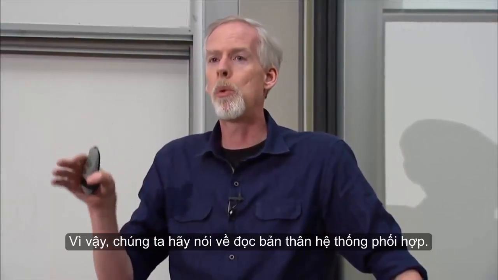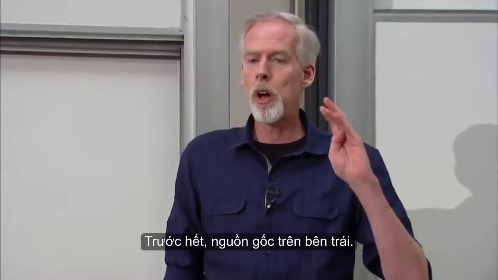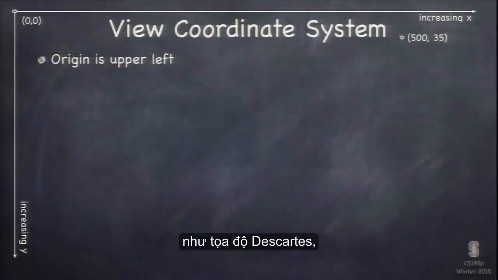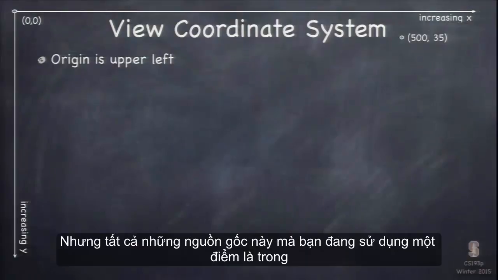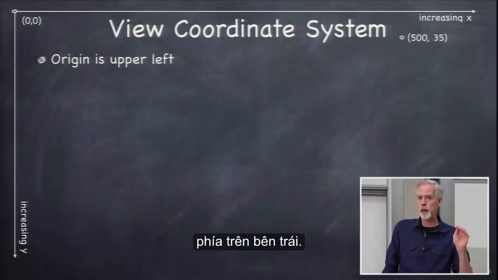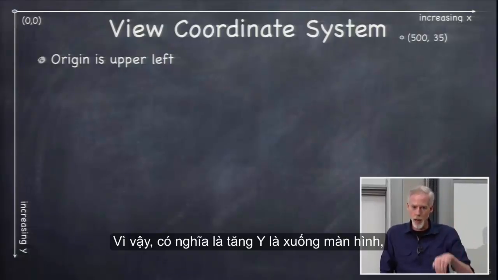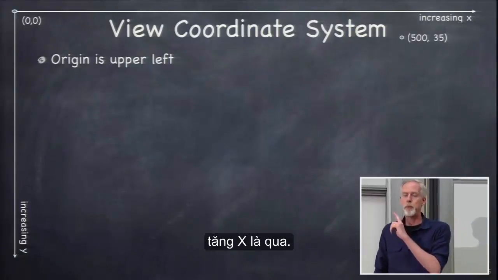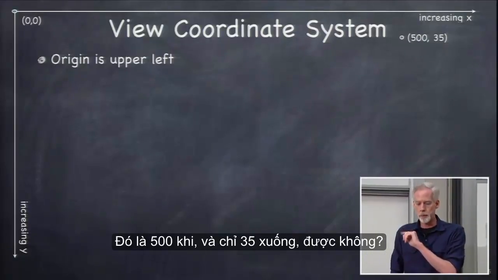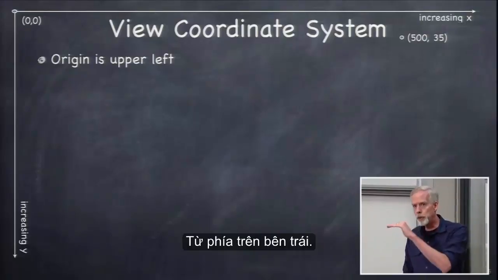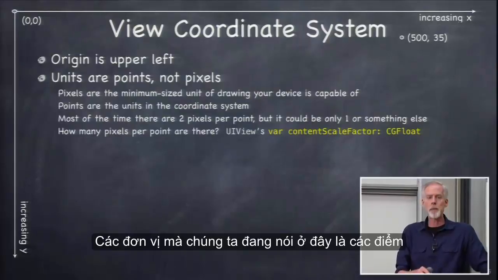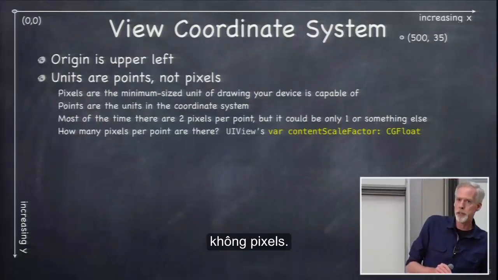So let's talk about the view's coordinate system itself. First of all, origin upper left. Some of you might be used to origin lower left, like Cartesian coordinates, where the origin is in the lower left. But the origin that you use in a view is in the upper left. So that means increasing y is down the screen. Increasing x is across. So I put an example at 500, 500 over there. It's 500 across and only 35 down, okay, from the upper left. The units that we're talking about here are points, not pixels, okay?